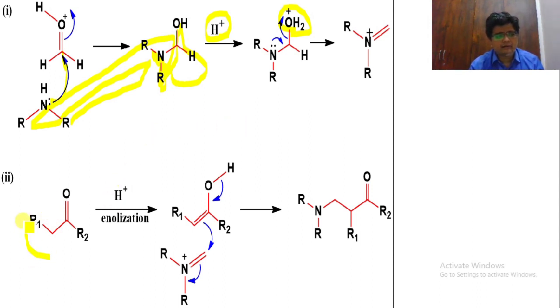Now in second part, we are taking a ketonic compound, that is R1 CH2 C double bond O R2. So now when it is reacted with the H plus, here we are producing ketoenol formation, O minus H plus, and this double bond will migrate over here. So here we are having R1 CH double bond CH, oxygen, hydrogen and R2.